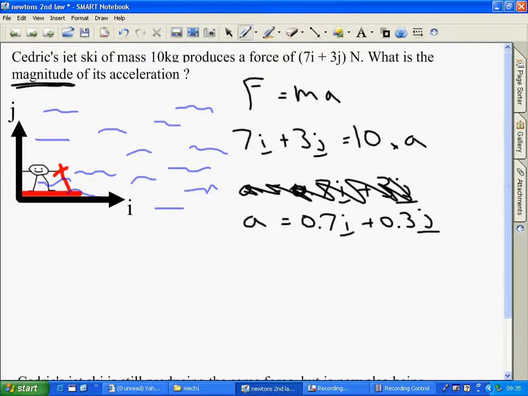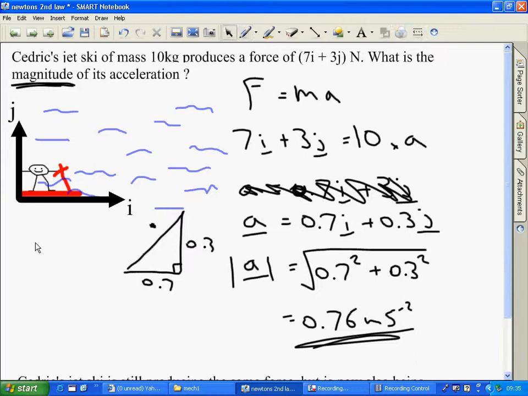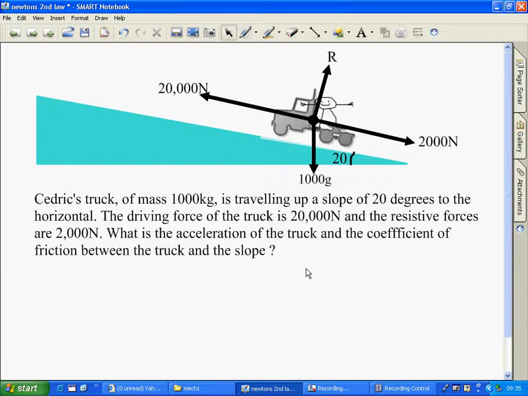Obviously all I've done is divide both sides by 10. Magnitude of the acceleration, so it's a vector, should be underlined. The magnitude of that is going to be the square of each, added and square rooted, because what we're effectively saying is 0.7 on the i, 0.3 on the j, right angle triangle, using Mr. Pythagoras to find the hypotenuse. Okay, that gives us a magnitude of 0.76 meters per second squared.